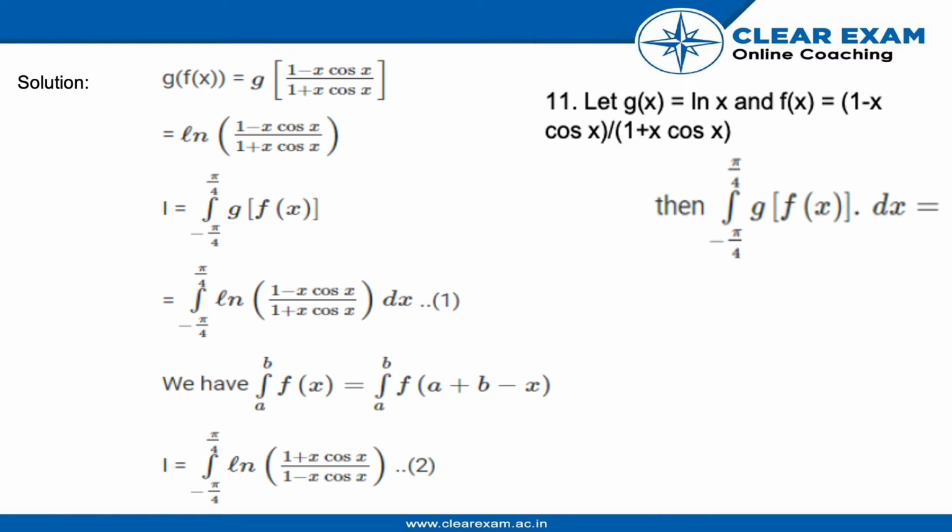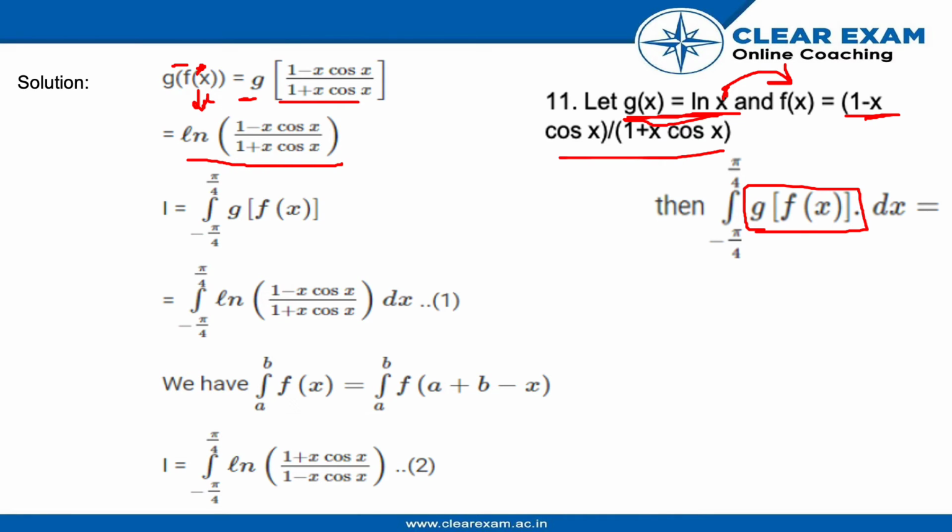So the solution is g(f(x)). We start from here: g(f(x)) is equal to g, and this will be f(x). So we put f(x) inside g, where g takes x as its input. We put this (1 - x cos x)/(1 + x cos x) here. Now g of anything equals log of it, so we put this f(x) in place of x. That's why this is ln((1 - x cos x)/(1 + x cos x)).